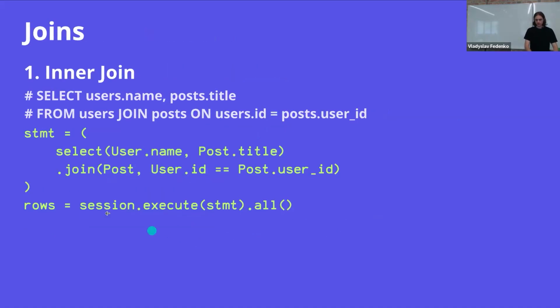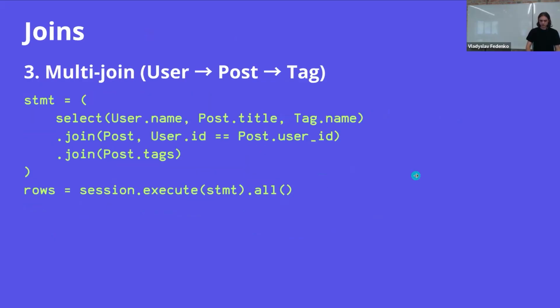Then joins are the same. If you want to add an inner join, you add it like this. If you want to add a left join, you can add isouter true. If you want to add multiple joins, it works like this. You just add those joins. So those statements look pretty much like actual raw SQL with some minor differences.